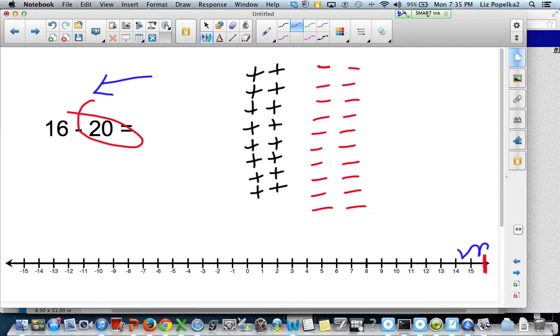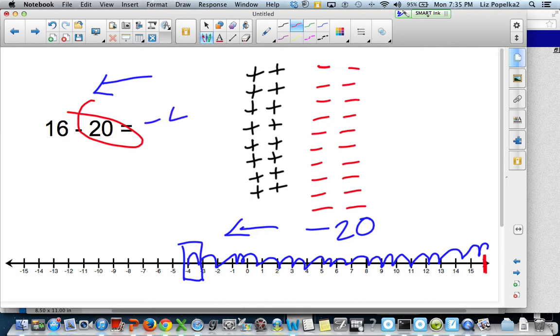So if I were to hop 20 spaces to the left from the positive 16, I'm going to go 1, 2, 3, 4, 5, 6, 7, 8, 9, 10, 11, 12, 13, 14, 15, 16, 17, 18, 19, and 20. So 20 places to the left, and I went to the left because that's the negative direction. So if I started at positive 16 and travel 20 places to the left, that leaves me with a negative 4 because that's where I ended up on the number line.